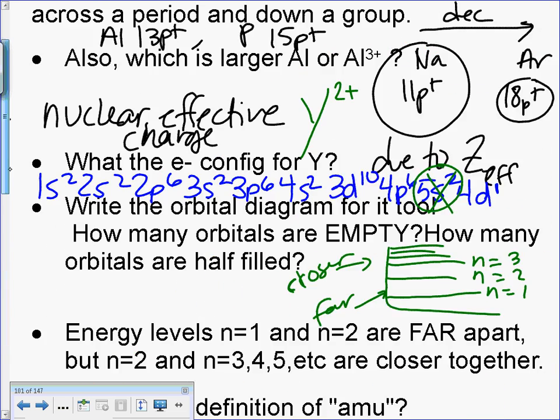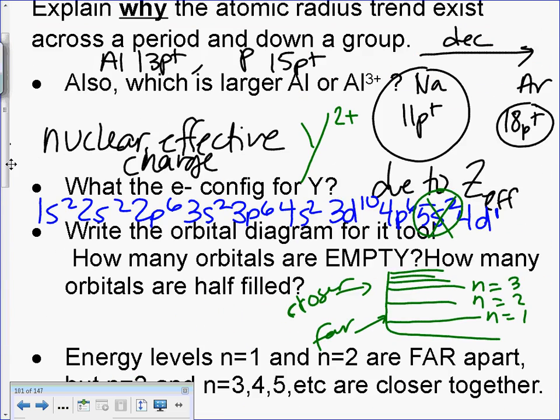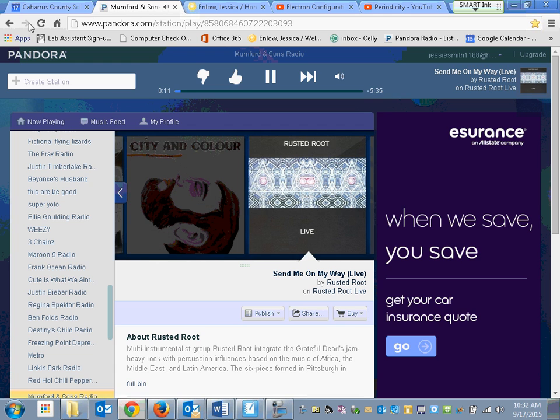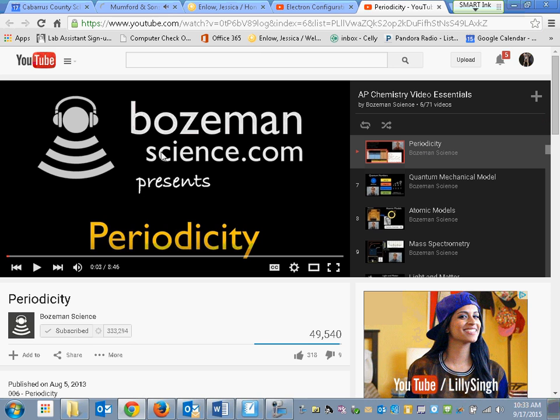Okay, how do we feel on periodic trends? Can you describe the 2 features or characteristics of the differences across the period and down the group? Okay, that's harder. Let me see if I can help you another way, because I sometimes still am not sure where we are falling.